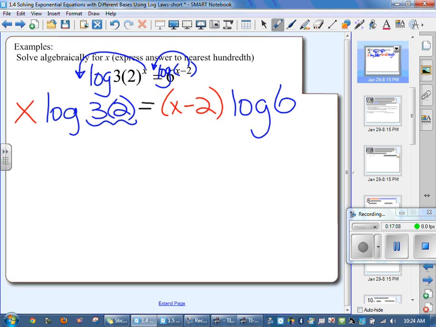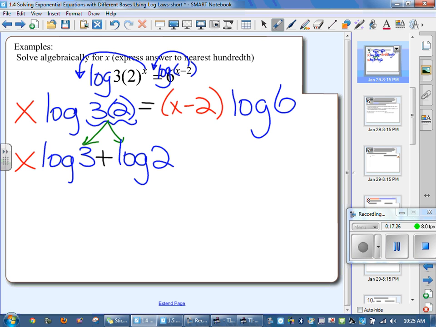So I'm going to have x log 3 plus log 2. Oh, sorry, the x goes with the log 2. How come? I'm going to put the 2 and the 3 in different spots. Who knows why? Good. The exponent's on the 2, so that means the x has to go in front of log 2.